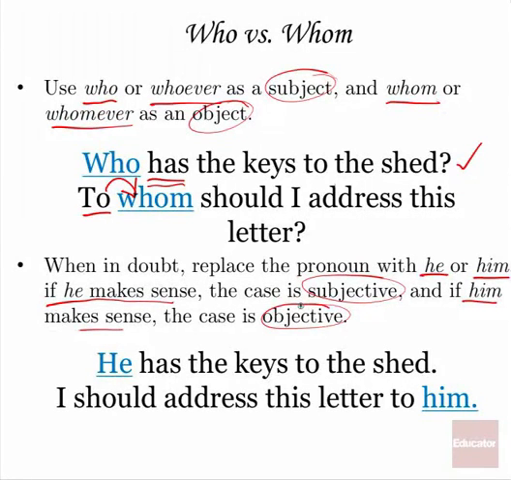To whom should I address this letter? We've still got that preposition. We've still got the object of that preposition. So it's in the objective case. Just remember, whom goes with him. Remember those M's. And he goes with who. Remember those ending vowels.